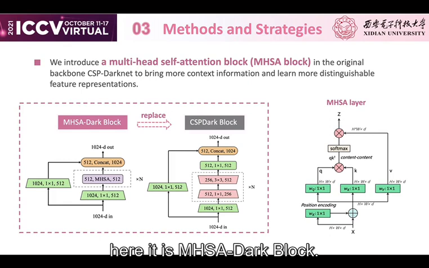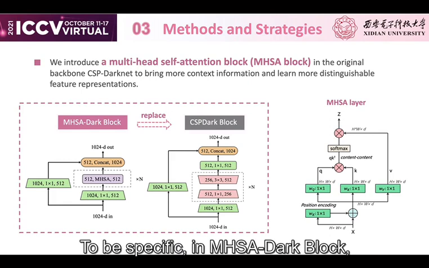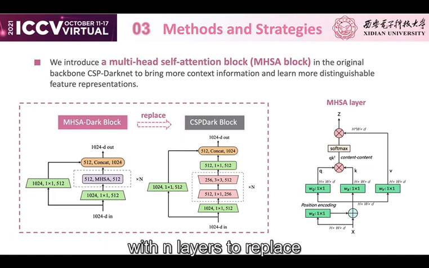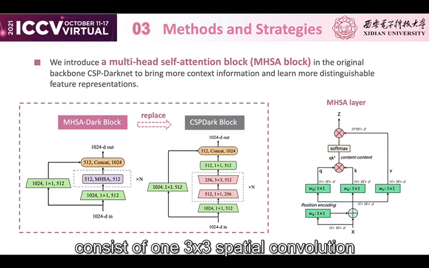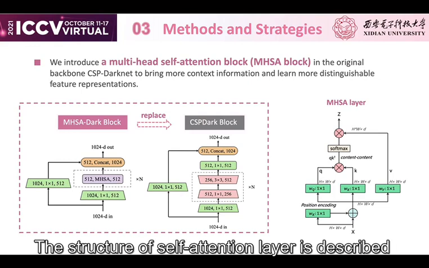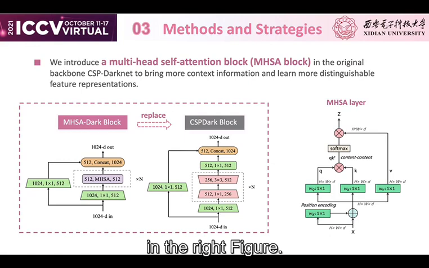Here it is, the MHSA block. To be specific, in the MHSA block, we use multi-head self-attention with n layers to replace n CSP bottlenecks, each of which consists of one 3x3 spatial convolution and one 1x1 spatial convolution. The structure of the self-attention layer is described in the right figure.